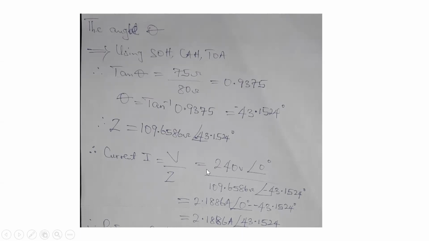So we now have it that our voltage is 240 volts at an angle of 0 degrees. Then our impedance is 109.6586 ohms at an angle of minus 43.1524 degrees.